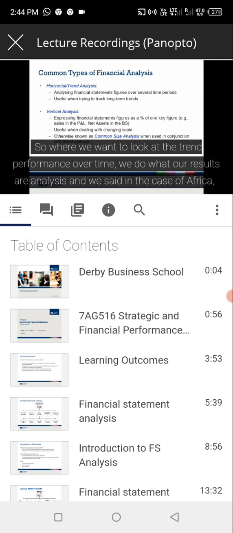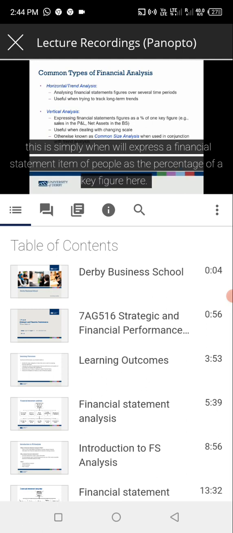So when we want to look at the trend, the performance over time, we do what? Horizontal analysis. And we said in the case of vertical, this is simply when we express a financial statement item or figure as a percentage of a key figure.